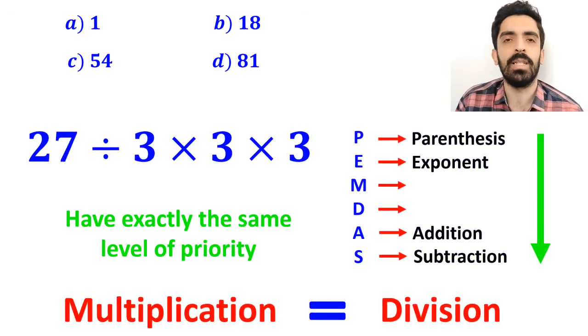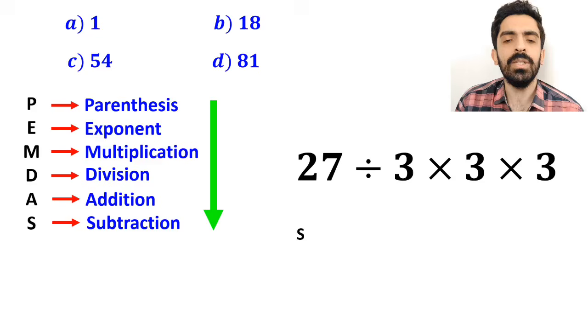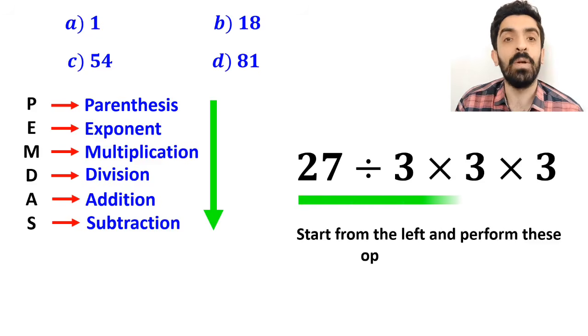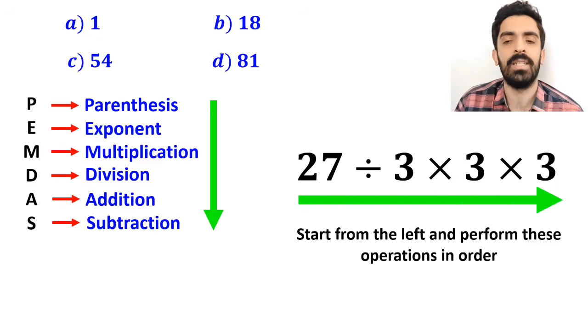We must pay close attention that multiplication and division have exactly the same level of priority in the PEMDAS rule. In this situation, the best thing to do is to start from the left and perform these two operations in order.